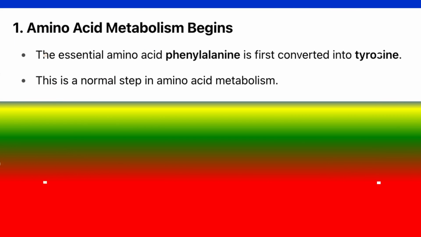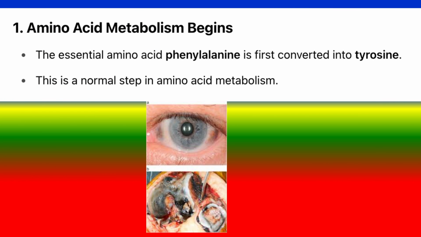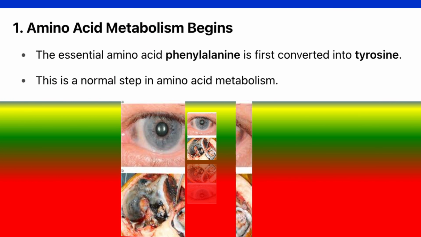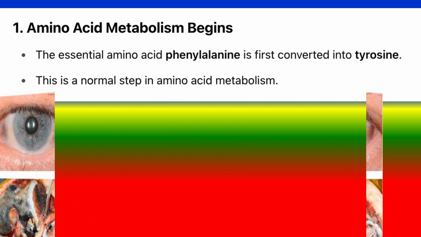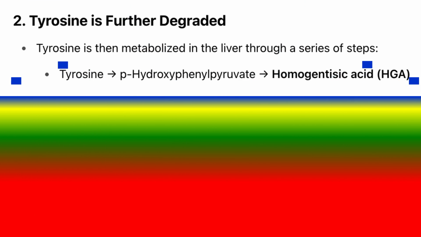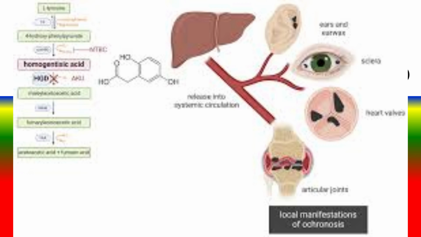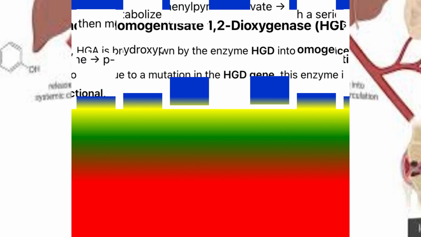1. Amino acid metabolism begins. The essential amino acid phenylalanine is first converted into tyrosine. This is a normal step in amino acid metabolism. 2. Tyrosine is further degraded. Tyrosine is then metabolized in the liver through a series of steps: tyrosine, p-hydroxyphenylpyruvate, homogentisic acid (HGA).